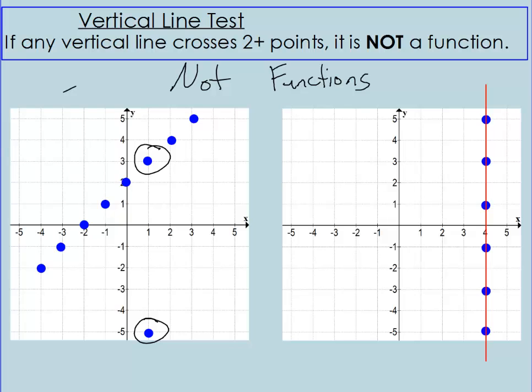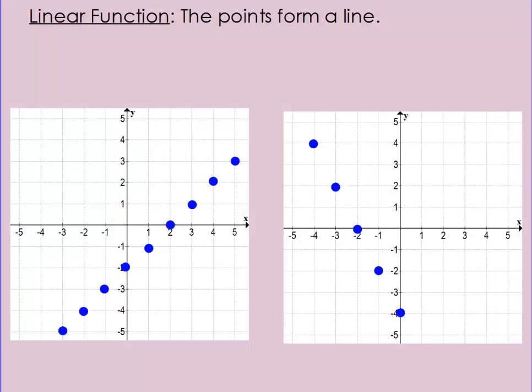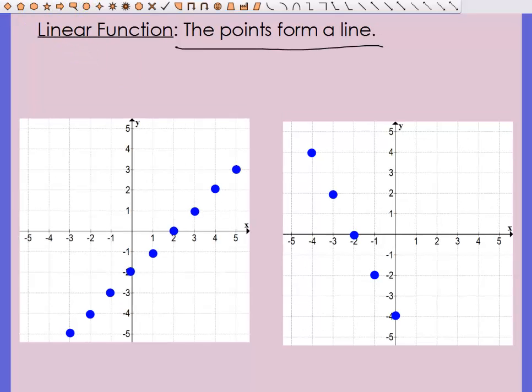Now, here's another thing we talked about. Linear functions. And I did a video of this last week. I'll just explain this again. The points form a line. It's a linear function. How can you tell? If I draw a perfectly straight line, it goes through all points. So I'm going to draw this line right here. And notice that line that I drew in red crosses through all those points. So this forms a linear function.